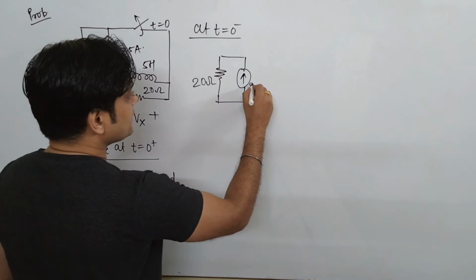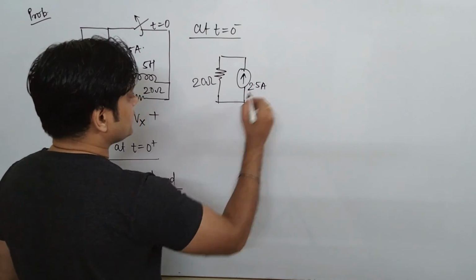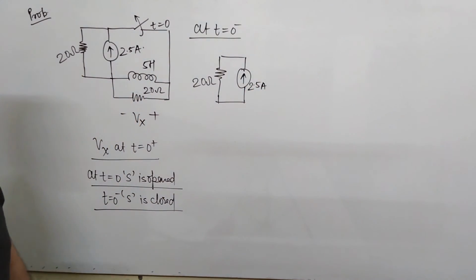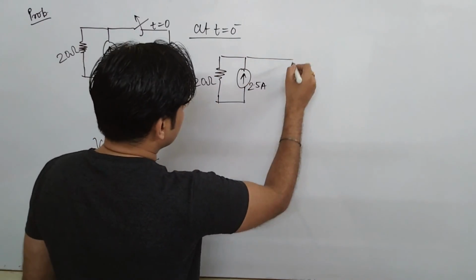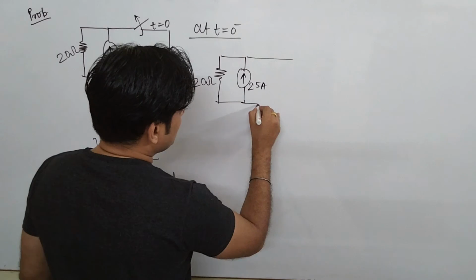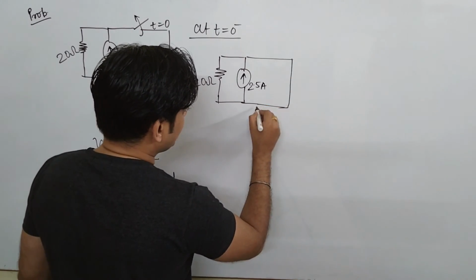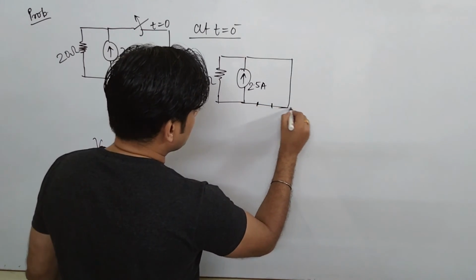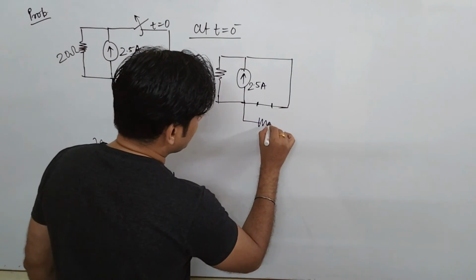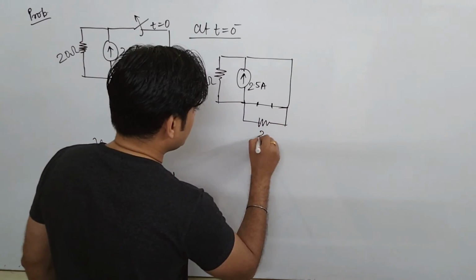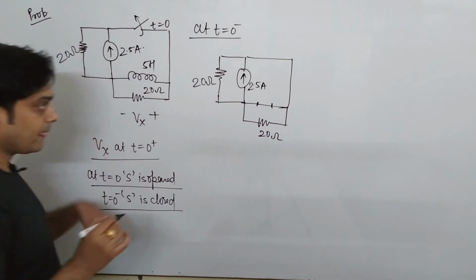Whenever you find an initial condition problem, your first task is to draw the circuit at t equal to 0 negative, and you'll get the initial values of the elements connected. So if this is an inductor, it is getting short circuited, and here is the resistance of 20 ohm.